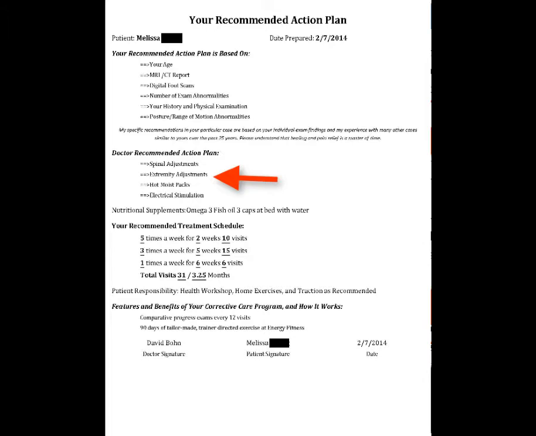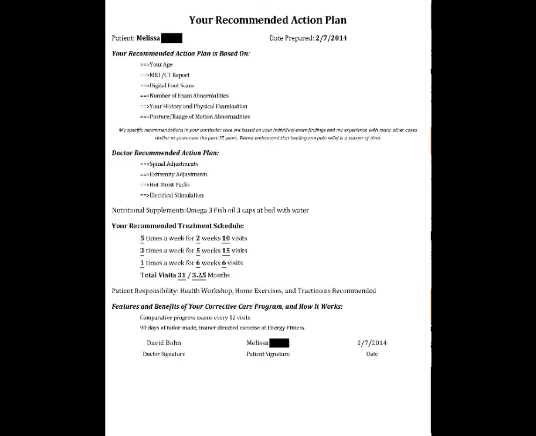All of this information here can be customized to your practice. You can put in here whatever you want. I put in omega-3, 3 caps at bed with water, just as an example. So you've got, here's what I'm basing it on. Here's what we're going to do. Here's the supplements you're going to take. Here's how I'm going to treat you. Here's what your responsibilities are. Of course, this is also completely editable. You can put your own custom text in there. Then the features and benefits of your care plan and how it works. You can change all this. These are templates too, so you can have 100 of those if you wish.